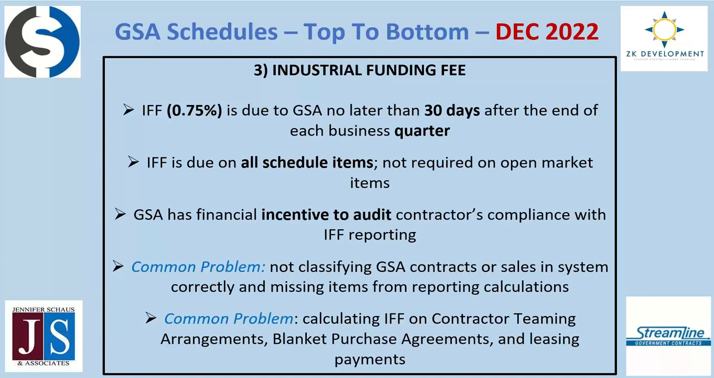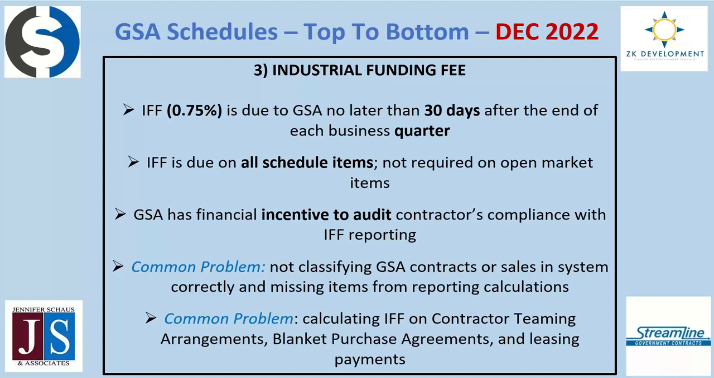So your IFF is due on all schedule items, not required on open market items. And a question I get often is, do we pay an industrial funding fee on travel? Assuming it's not included in the firm fixed price, like let's say you're doing a training and you're including the travel and the training as one price, other than that, travel would be considered an open market item and would not be required to pay for it in your industrial funding fee. And we've actually had clients who have overpaid their IFF because they have included travel. And believe it or not, as much as GSA doesn't like you to underpay, they also don't like you to overpay.